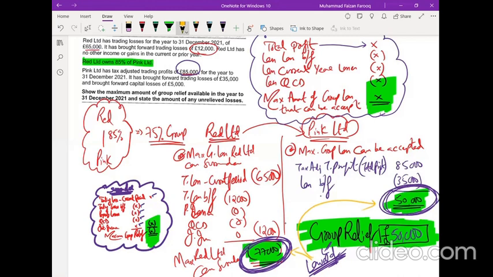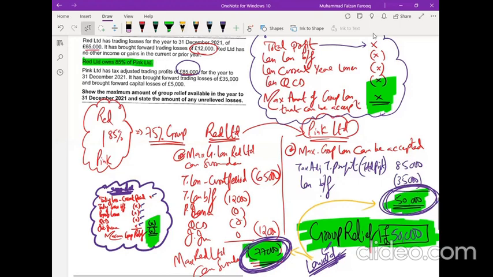We will calculate the surrender amount, then calculate the acceptable amount, and compare them. The lower of the two will be the group relief. You can say that a major chunk of this chapter is completed. Note it down. Any questions, please ask.